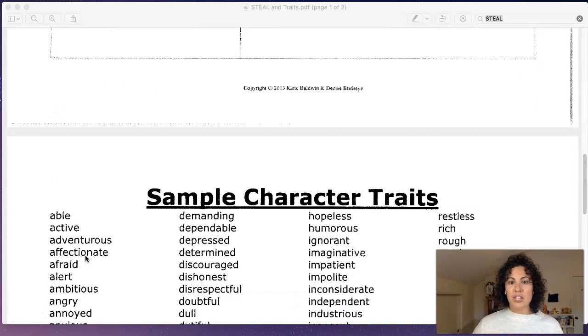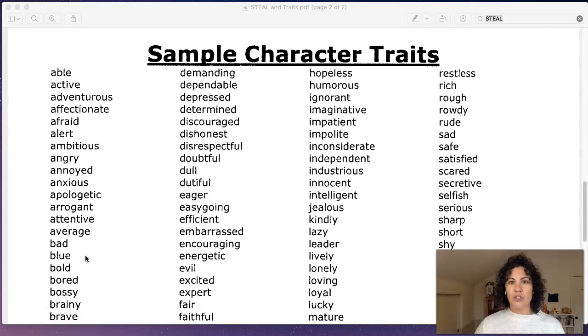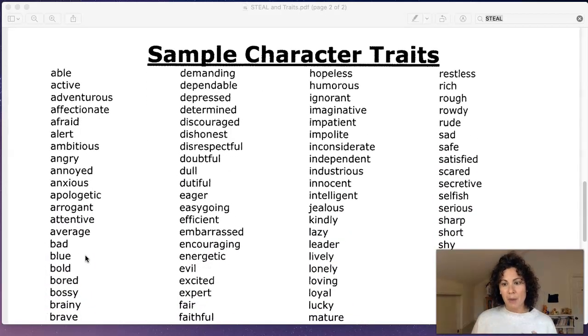So on this second page here, I have this list of sample character traits, and something you really want to think about with your character is, what are they like? What were you like in the moment that you were writing about? Because you might be very different now than you were in this moment. Would you say that you were bossy? Were you bored? Were you energetic? Were you jealous, right? Were you innocent in this moment? Were you rude? Were you secretive?